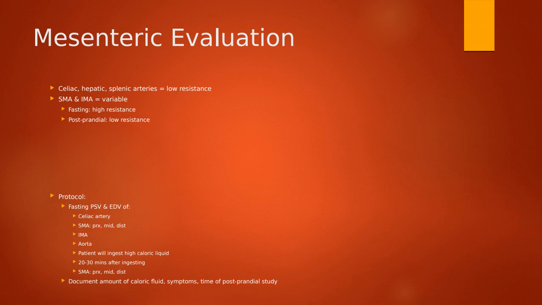And then we're also looking at our aorta, getting a PSV and EDV of that. Once we have all of that information, we give our patient a very high calorie drink, typically like an Ensure or something that has a lot of caloric substance to it, but isn't going to produce a ton of gas in the patient. We need to document the amount of the fluid that they drank, the symptoms that they have after drinking, and then the time that we're performing the postprandial pictures.